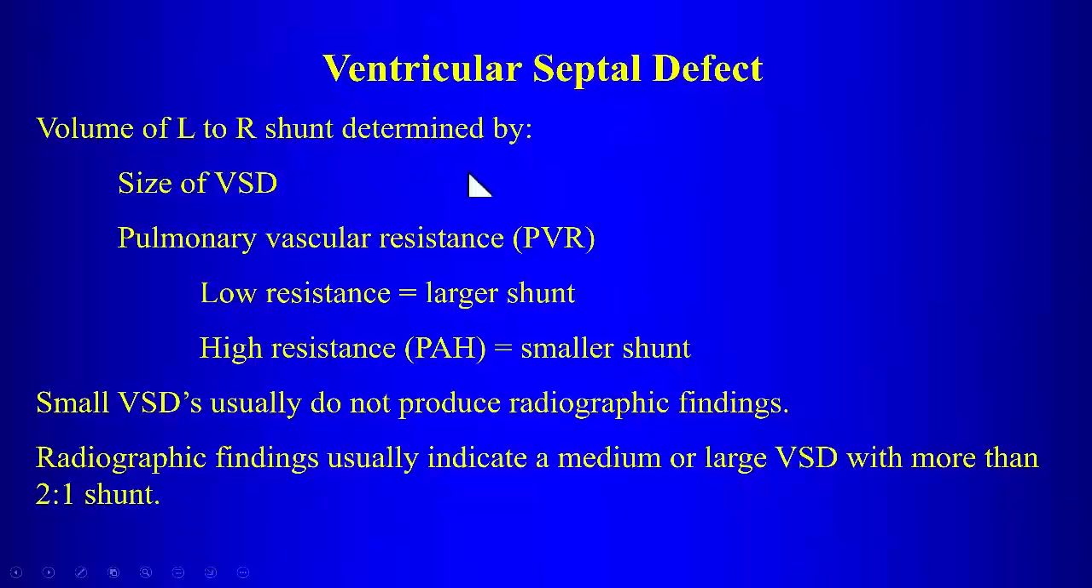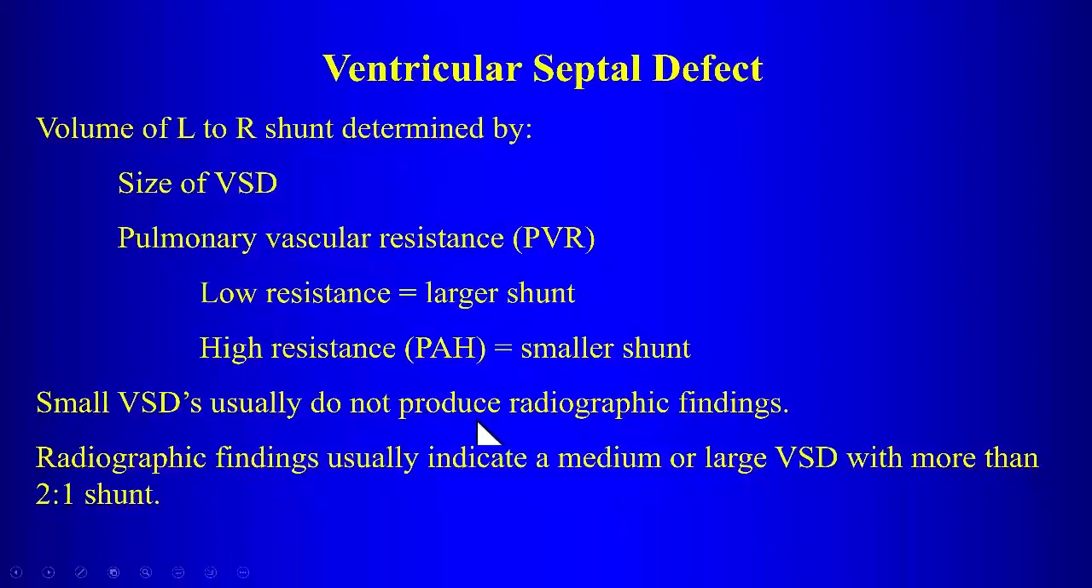So the volume of the left to right shunt through a ventricular septal defect is related to the size of the ventricular septal defect, but it is also importantly related to the pulmonary vascular resistance. So if you have low pulmonary vascular resistance, you will have a larger shunt. Now what eventually happens is the pulmonary vascular resistance starts to rise as the patient develops pulmonary artery hypertension, and that can actually decrease the amount of shunting. So again, good news, bad news. So good news is it decreases the amount of shunting. The bad news is now you start to develop irreversible disease within your pulmonary vasculature, okay?